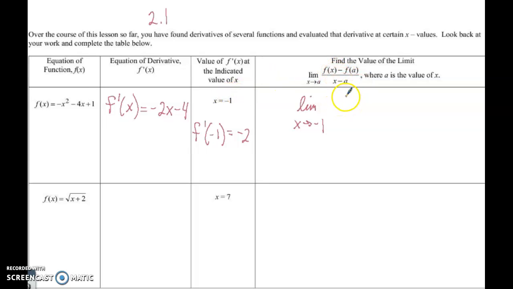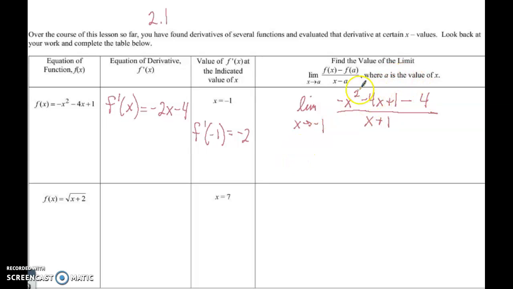So this function, so f of x is the same as before, negative x squared minus 4x plus 1. And then minus f of negative 1. Well, what is f of negative 1? Well, square it, you get 1. Negative 1 plus 4 is 3 plus 1 is 4. All over x minus negative 1, so it turns out to x plus 1.